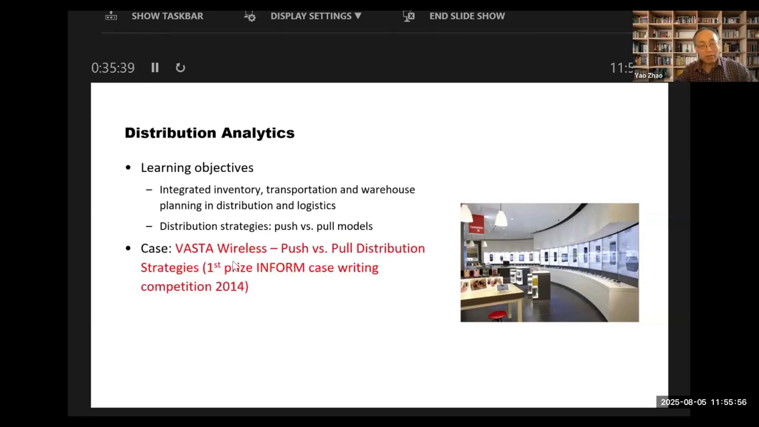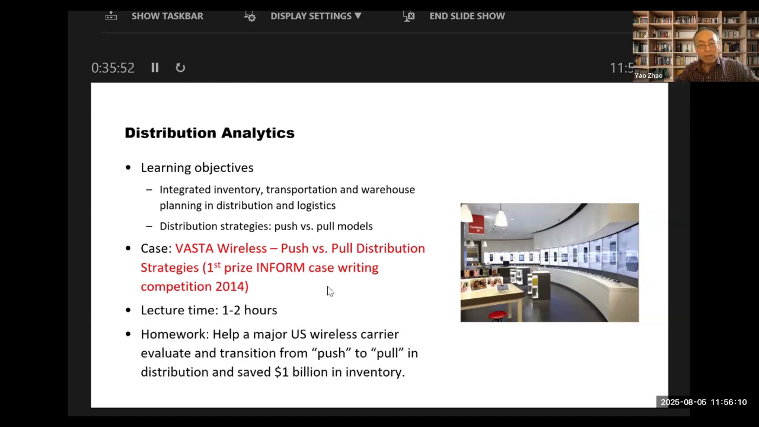The case is the Vesta virus, push and pull distribution strategies. This one won the first prize in INFORMS's case writing competition, 2014. And lecture time is about 1 to 2 hours. And the homework is students will use the data provided in the case to analyze and compare the push versus pull models for different stores and different products, and to help this major US wireless carrier make the transition from push model to pull model and save $1 billion in inventory.